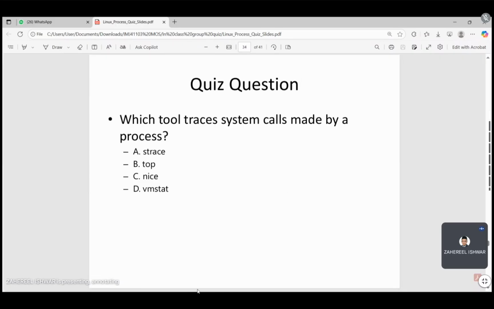All right. Now, which tool traces system calls made by a process? The answer is A. Why don't you try to issue that command on your machine? First, you might want to type man strace so that you understand what it does.